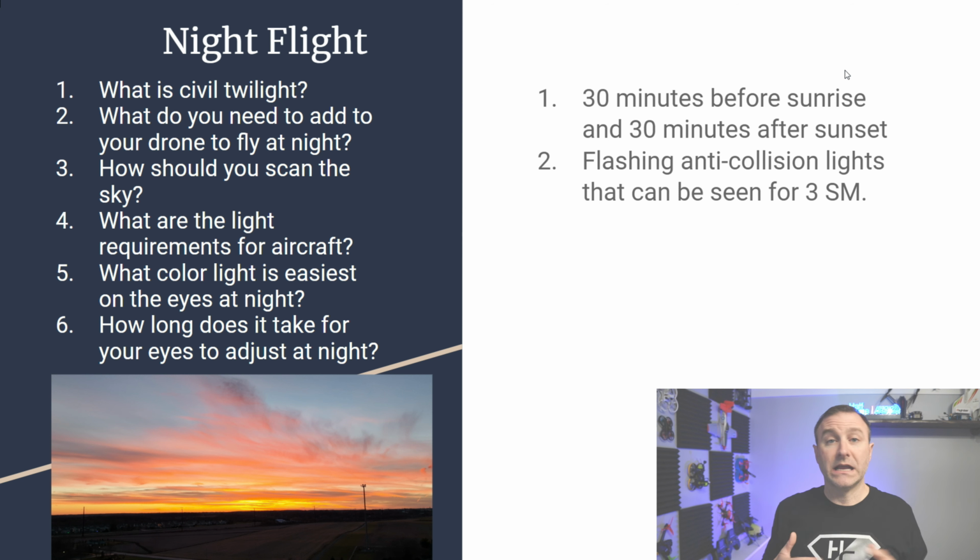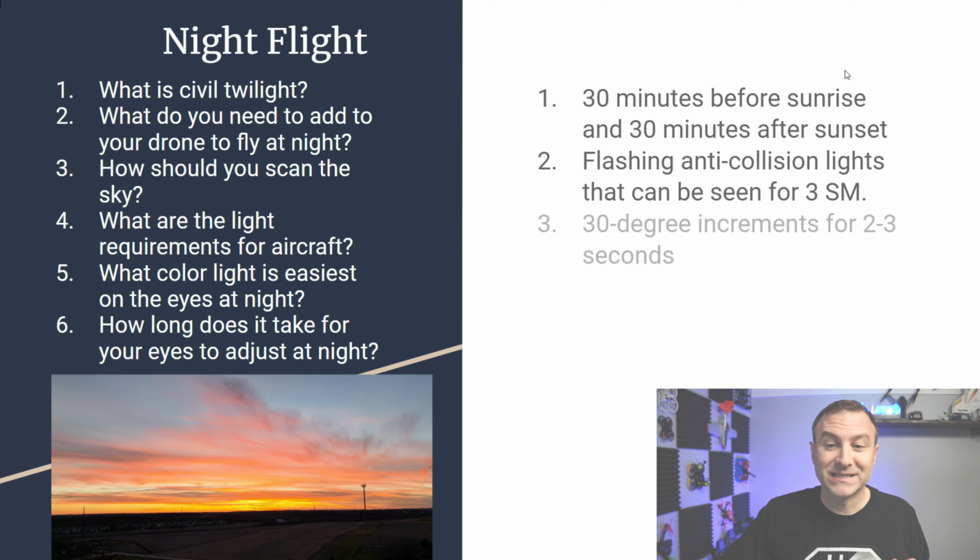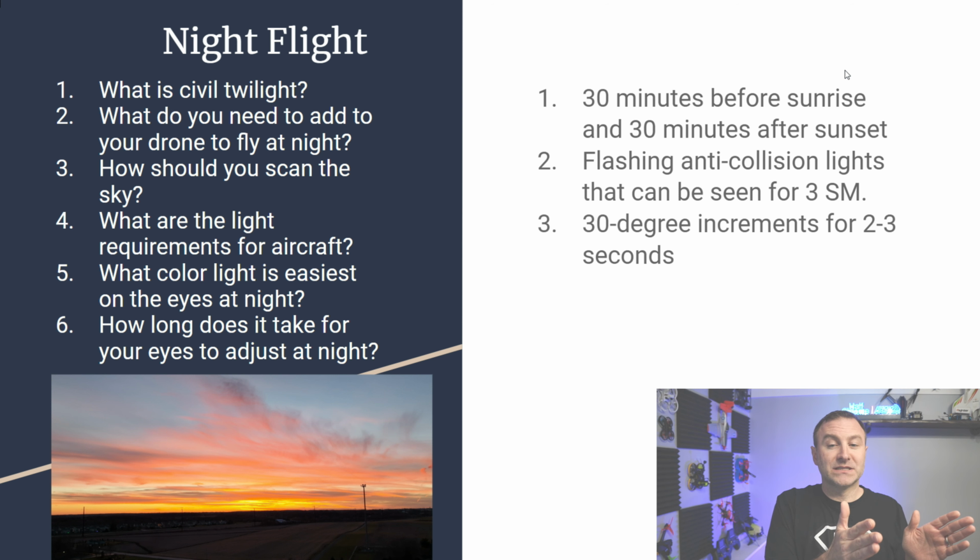Okay, so you're flying. How do you scan, right? You need to be able to scan. The FAA says very clearly 30-degree increments for 2 to 3 seconds at a time, right? So you're just kind of scanning along the way.